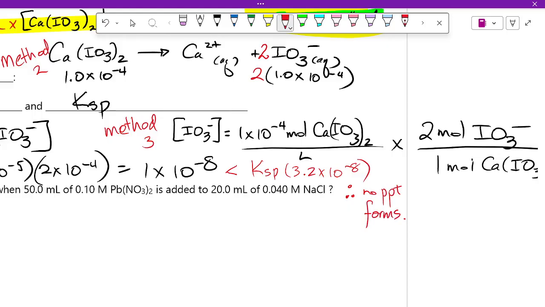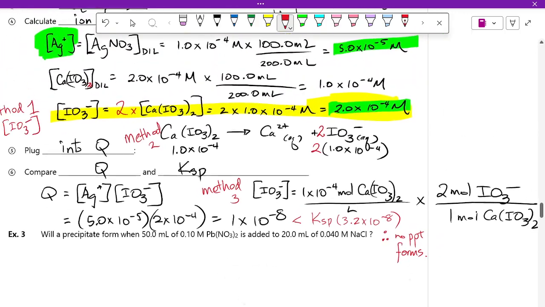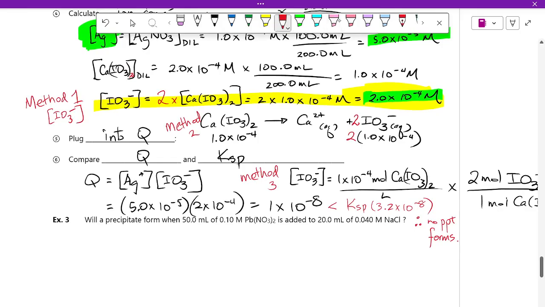Would you like to do one more example, or do you feel like we're done with this? One more? Okay. My final answer for Q is in pink. What does IMP stand for? Oh, plug in. Plug into Q, plug the values into Q.